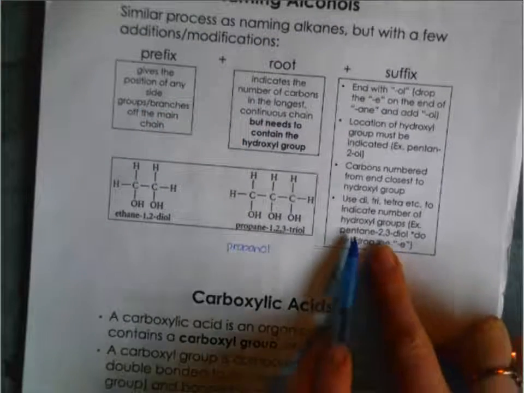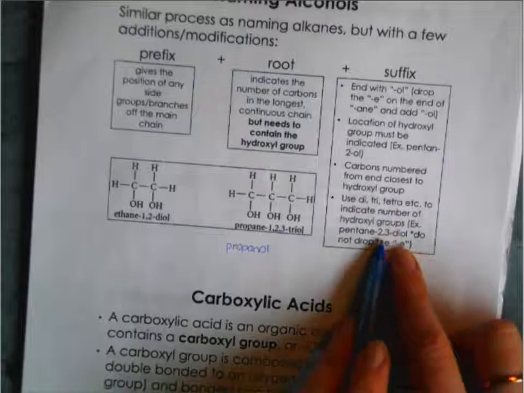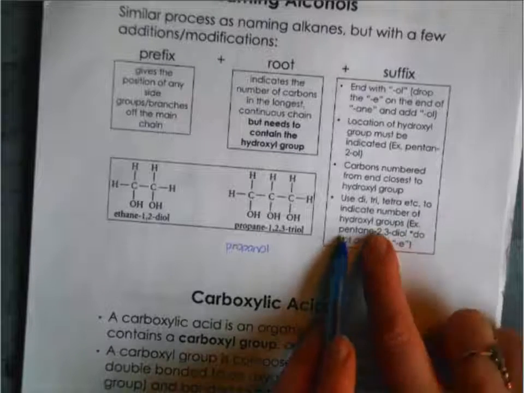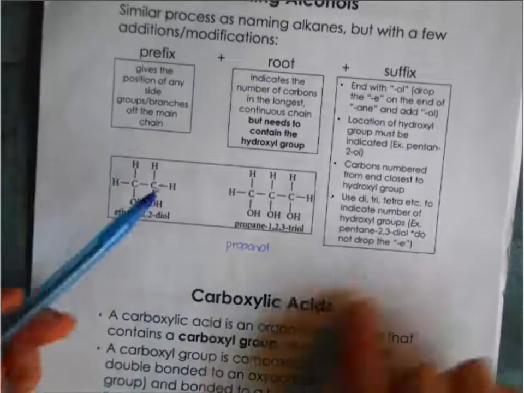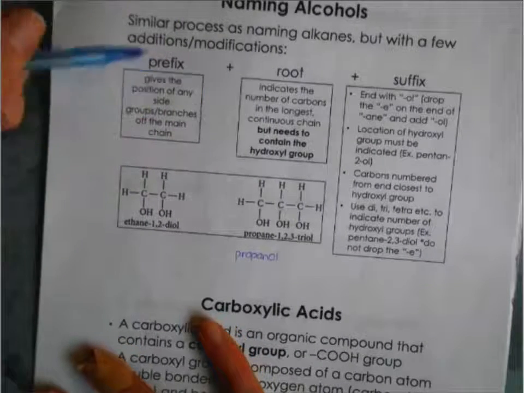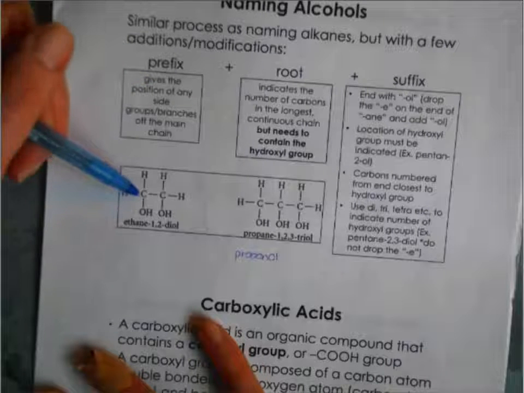And if you have numbers between the name of the parent chain and the alcohol component, then you don't have to drop the E, okay? Because we wouldn't want to have pentan 2,3-diol. We want to have pentane 2,3-diol. So essentially what we have in these examples is that neither one of them has side groups like a methyl group or an ethyl group or anything like that.